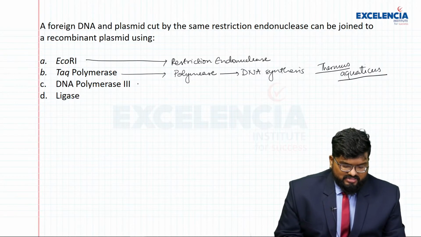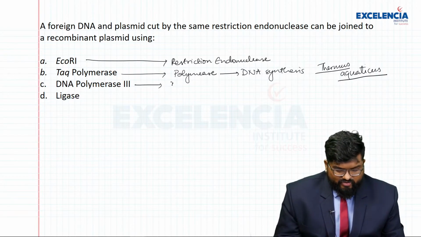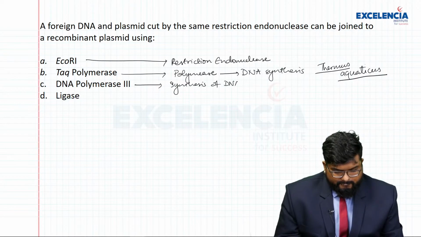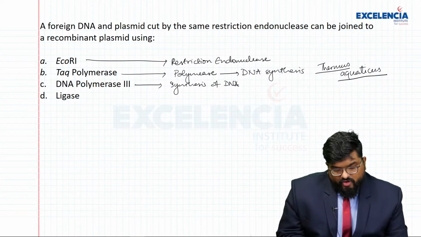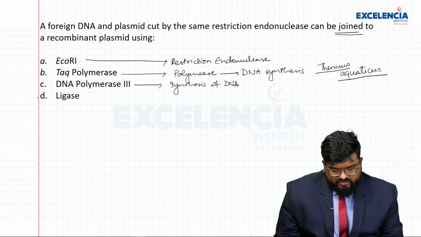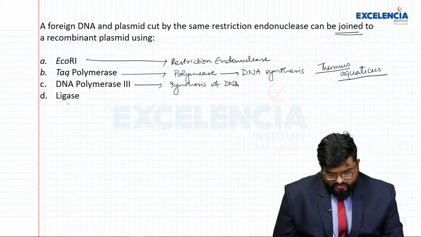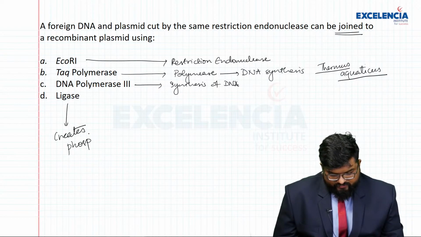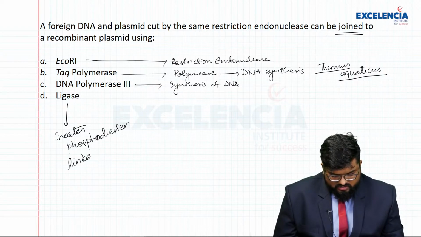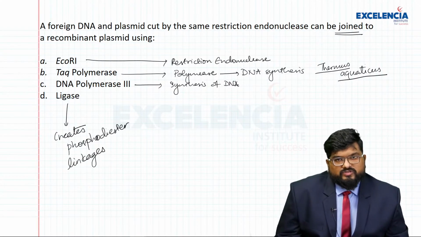DNA polymerase 3 is another polymerase, isn't it? So it is also going to be utilized in the synthesis of DNA. A foreign DNA and a plasmid cut by the same restriction enzyme can be joined, they are asking. So who does that? It's ligase, isn't it? Ligase will be doing that. Why? Because ligase creates phosphodiester linkages.